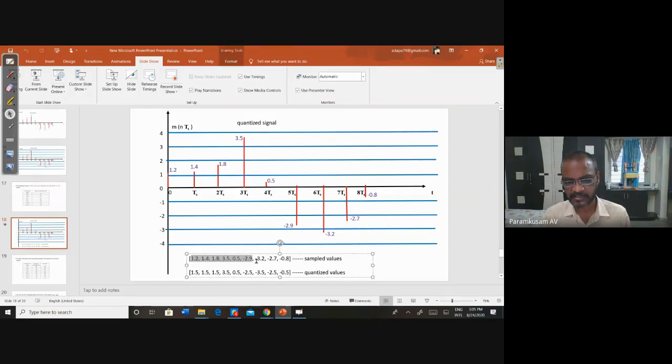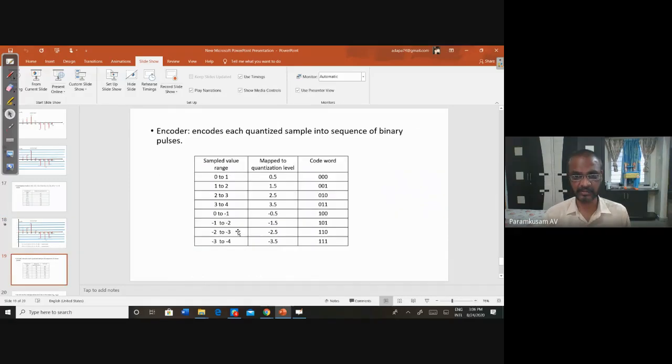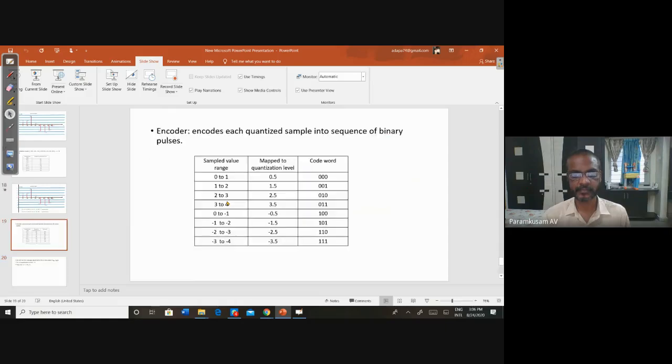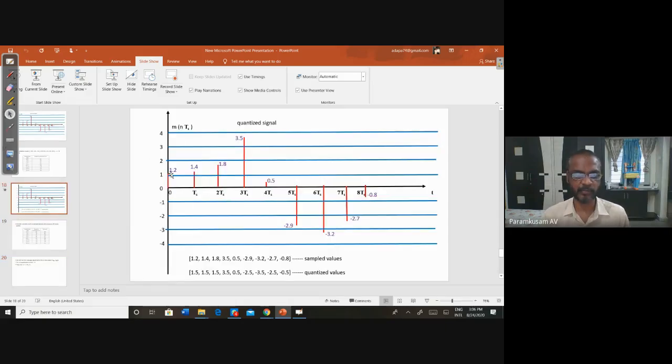So these values represent sample values, these values represent quantization values. క్వాంటైజేషన్ సిగ్నల్ ఎలాగ వస్తుంది? ఈ 1.2 అనేది 1.5 గా మారుతుంది, దట్ ఈస్ కాల్డ్ క్వాంటైజ్డ్ సిగ్నల్. 1.4 is converted into, mapped into, approximated by 1.5 volts like this.